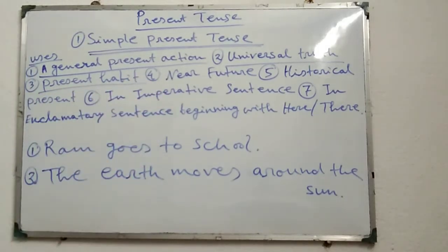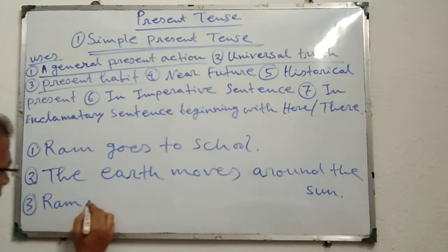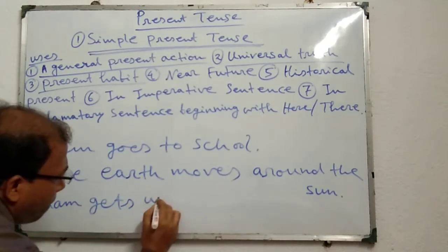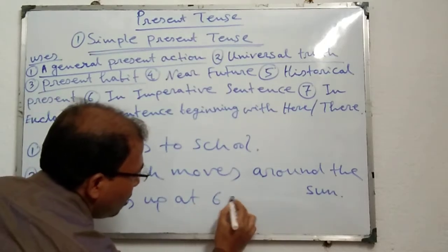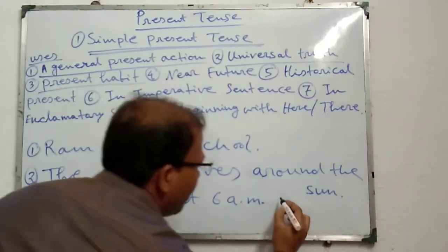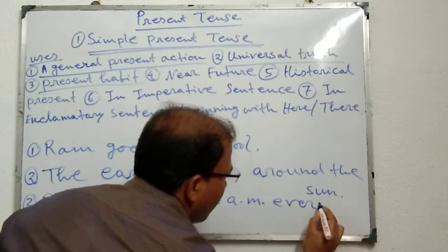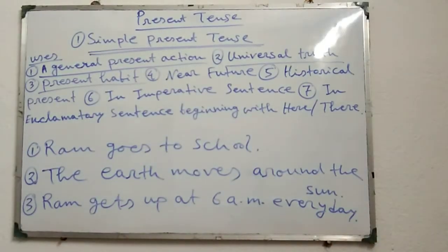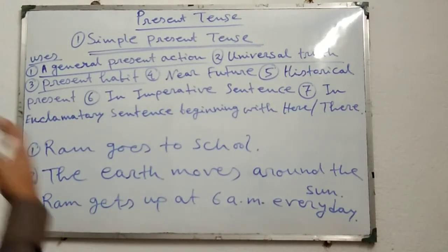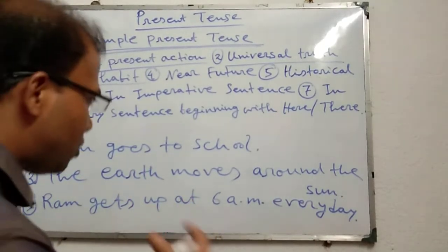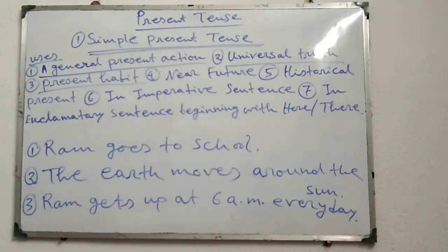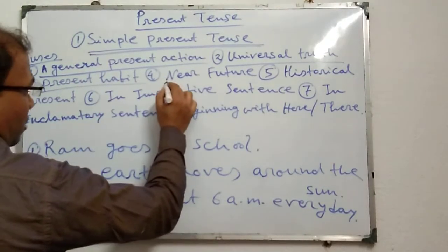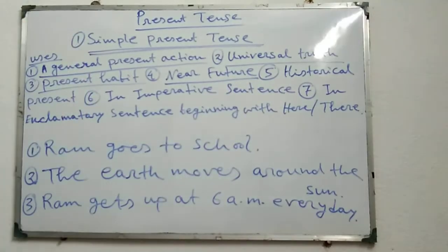One example I am giving here. Ram gets up at 6 a.m. every day. That means simple present tense is used to indicate present habit, any habit which is still present or regular habit. Thereafter, function number 4, near future.